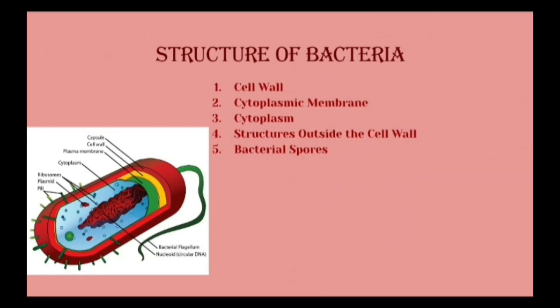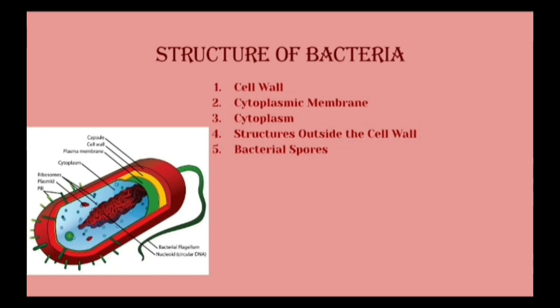Moving to the structure of bacteria, the structure can be studied under five main subheadings: cell wall, cytoplasmic membrane, cytoplasm, structures outside the cell, and the bacterial spores. You can see the picture that I've put. There is a bacterium, and it shows the longitudinal section of it. You can see a capsule around the bacteria. There is a cell wall also, plasma membrane, cytoplasm, ribosomes, plasmids, pili, and bacterial flagellum, and a nucleoid with circular DNA. So that covers the structure of bacteria.